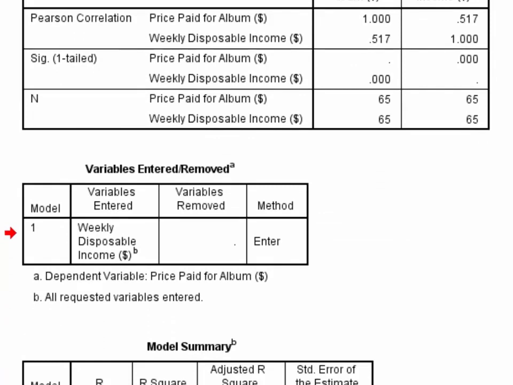The third table is called variables entered and removed. This table provides a summary of the variables in the bivariate regression. We can see here that just one predictive variable was entered into the regression, weekly disposable income, and that the criterion variable is price paid for the album.